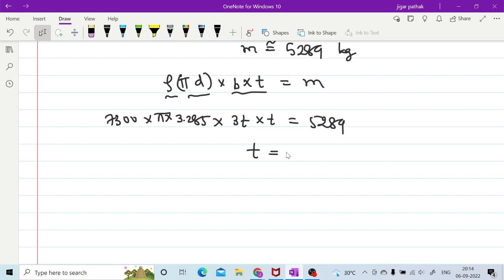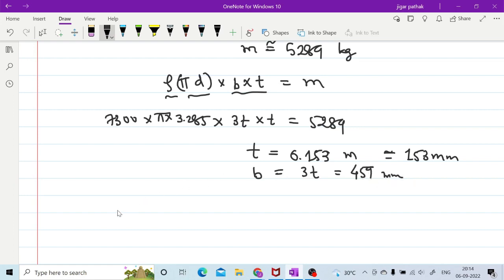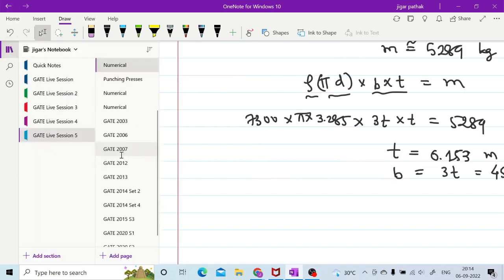23.4 mm. No. So 0.154, 0.153, yes. So it is around 0.153 meter, which is equal to 153 mm. Once you have t, you can calculate b, right? Because it is 3t, so that is nothing but 459 mm. So this is how you can calculate the dimensions of the flywheel.